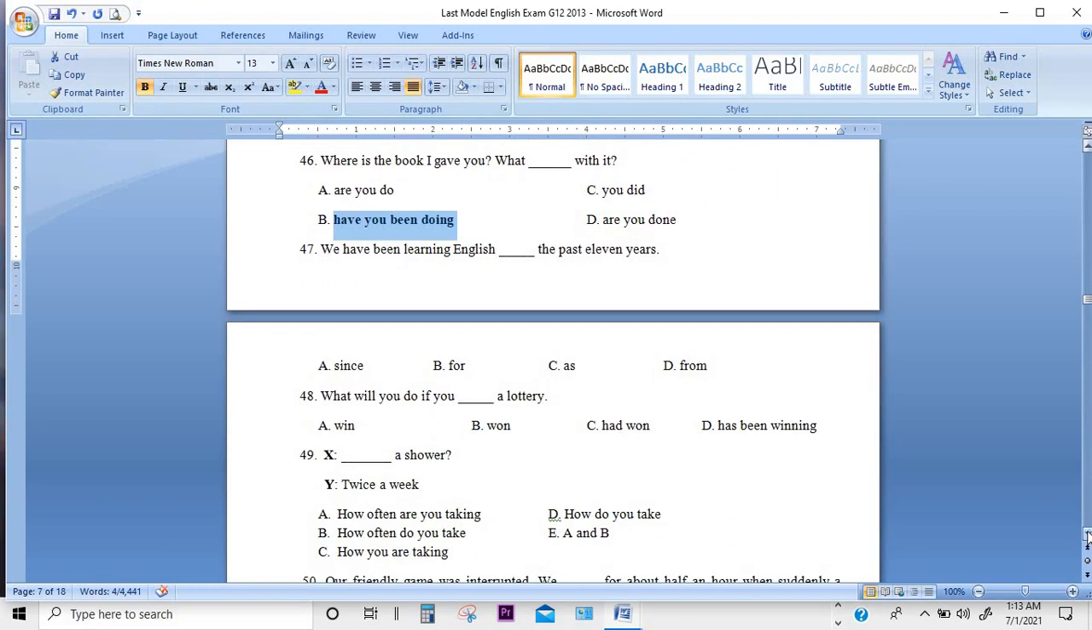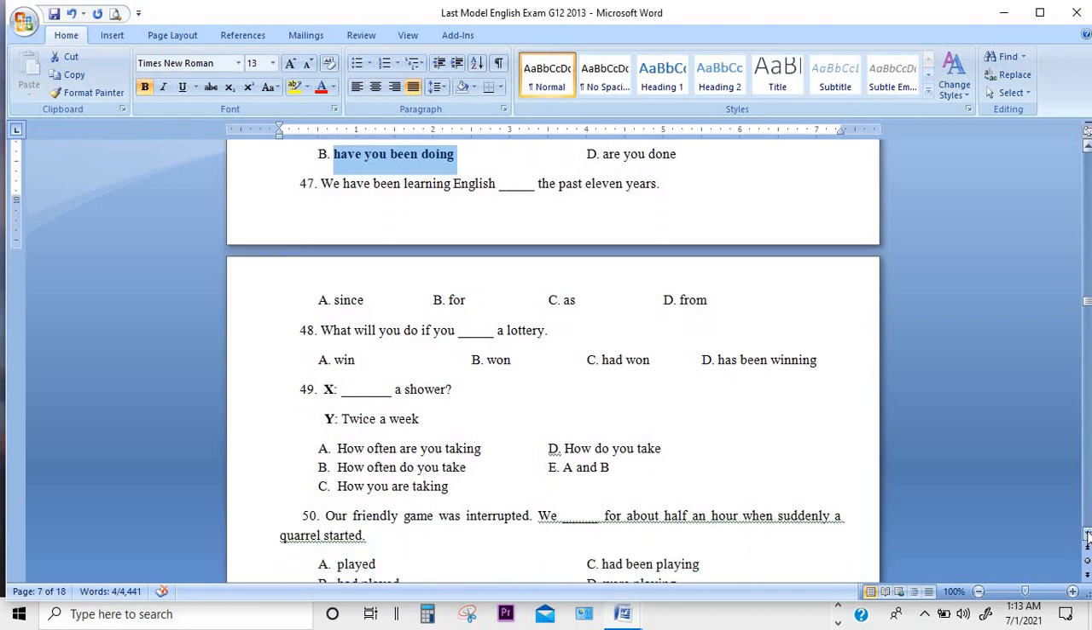Perfect continuous tense because the action is in progress. Number 47: We have been learning English dash the past 11 years. The past 11 years we have been learning English. This is present perfect continuous tense. Have been learning since some time in the past or for the past 11 years. So now the question is what conjunction we use here.